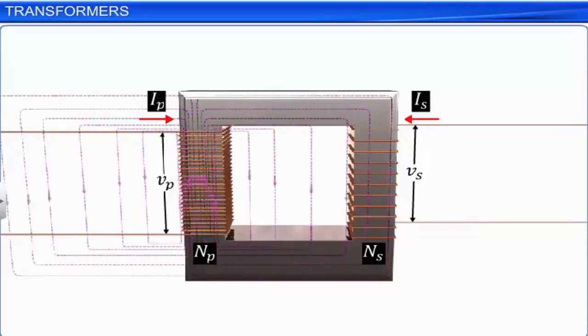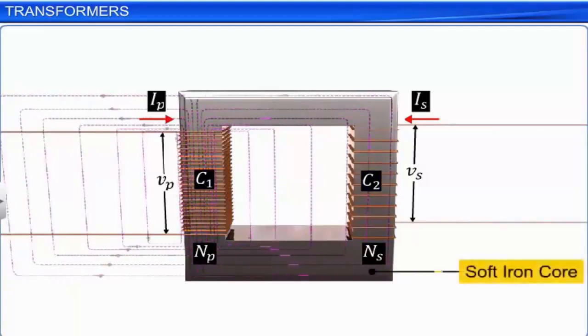A transformer comprises two coils, C1 and C2, insulated from each other. These coils are wound over a soft iron core. The soft iron core is provided to increase the magnetic flux through the coils and to provide a medium through which all the magnetic flux through the primary coil also passes through the secondary coil. This increases the mutual inductance of the two coils, as more flux from the first coil now passes through the second coil.